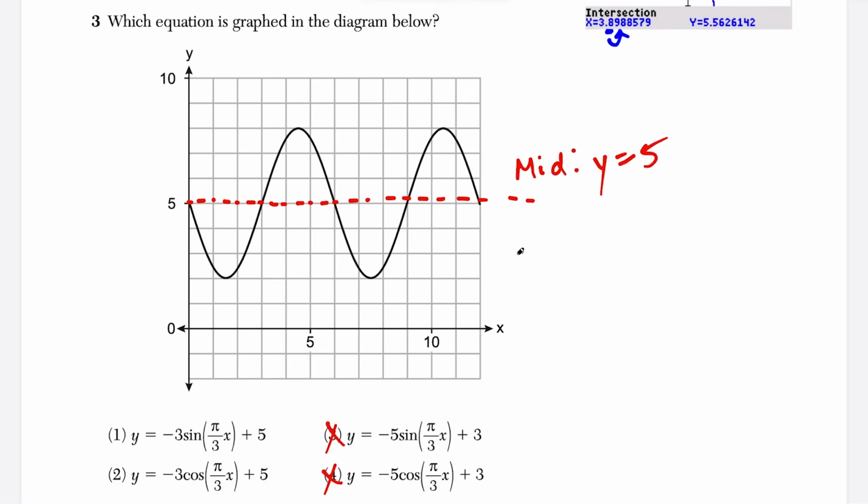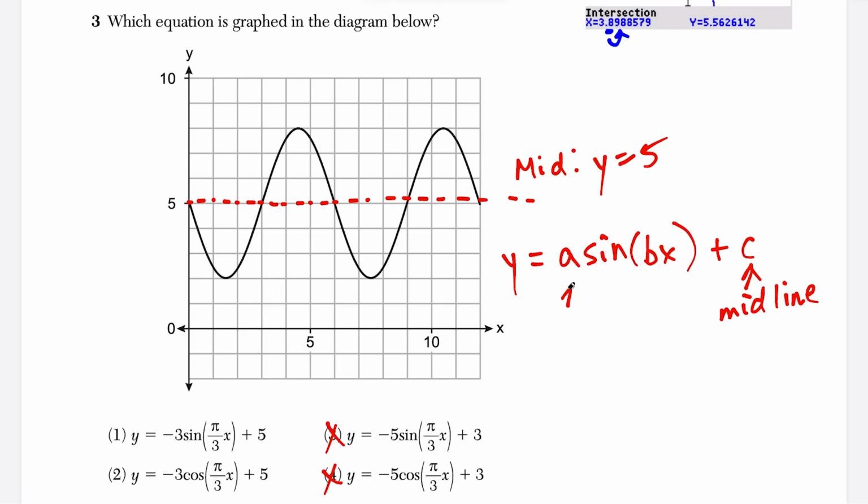So just know that in general, when you have an equation in the form of, let's say, y equals a sine of bx and then plus c, that the constant at the end here, this is the midline. Okay, so this is the midline. The a value here is the amplitude, and that's the distance from the midline to the high or low point. And then the b value here is the frequency. Okay, so this is just all stuff here that we have to recognize. And this is also true if this were cosine. So this is for sine or cosine.